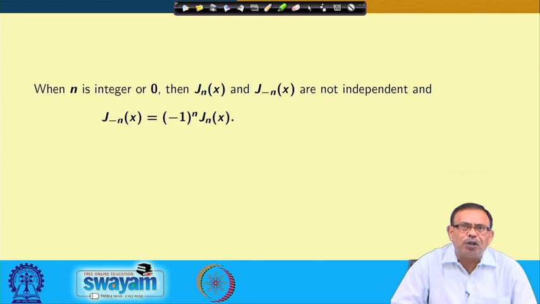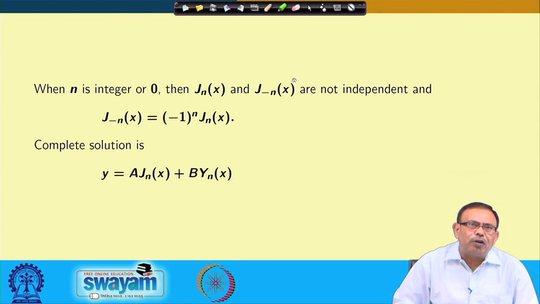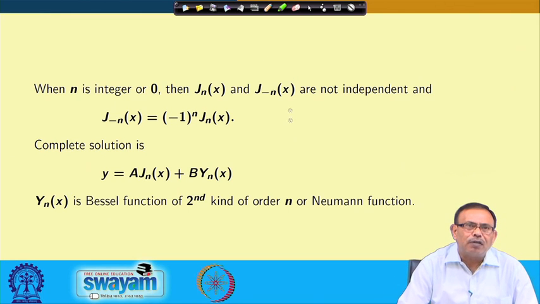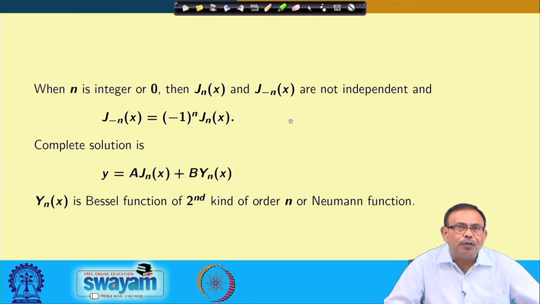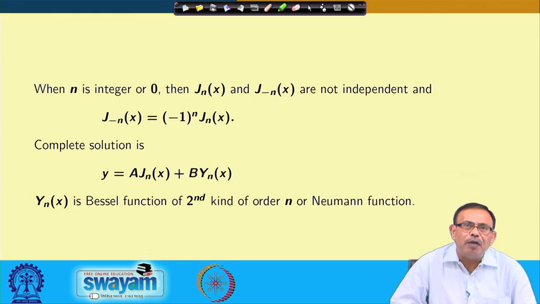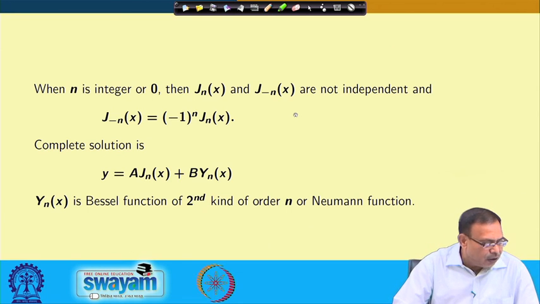Directly I am telling the solution of the differential equation, which we call the Bessel differential equation. The complete solution we write as a J n x plus b Y n x, where Y n x we call the Bessel function of second kind of order n, or sometimes the Neumann function. So the complete solution is y equals a J n x plus b Y n x, and Y n x is known as the Bessel function of second kind of order n.